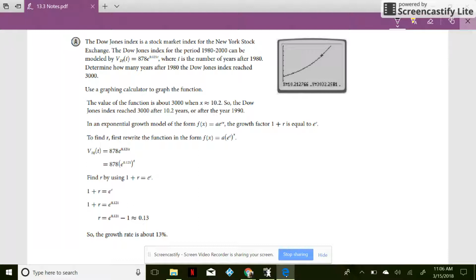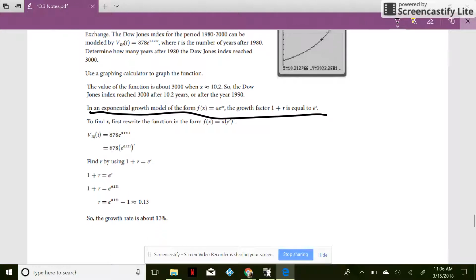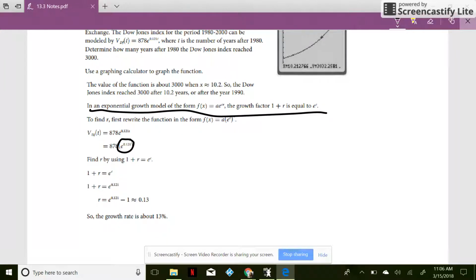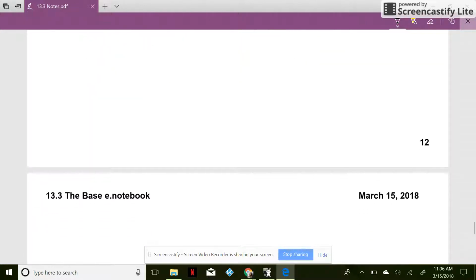Now, one thing that is important here. So in an exponential growth model of the form f of x is equal to a times e to the c times x, the growth factor 1 plus r is equal to e to the c. So what you have to do is take e to the power, set it equal to 1 plus r, and use that to find out what your growth rate is. Similarly, if you're doing a decay, you do 1 minus r is equal to e to whatever its exponent is. So in this case, to find the growth rate, they took e to the 0.121, set that equal to 1 plus r, and found that the growth rate was about 13%.